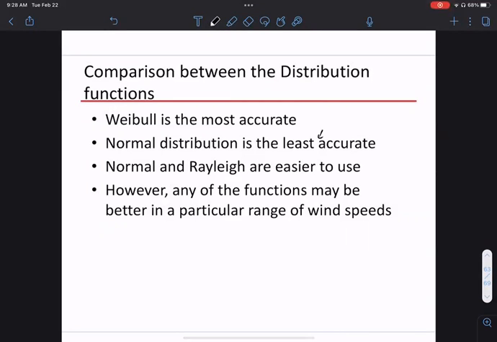So this may not be entirely true, because normal, or Gaussian, is good for error distribution. It may not be a perfect distribution for speed or power, but if you make an estimate, then the error distribution is typically close to normal, at least.